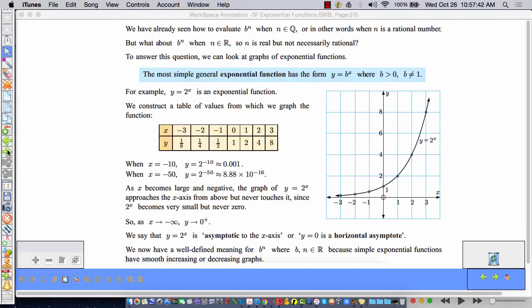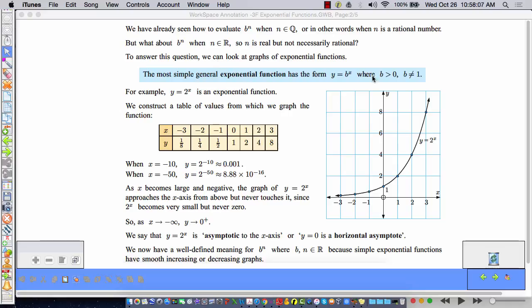Bam, bunch of verbiage here. We know how to evaluate b to the n, yes, but what about when n is an element of the real numbers? How do we handle that? So we can graph it, we can use logarithms, we're going to get into that, but for now we're going to look into graphing exponential functions.